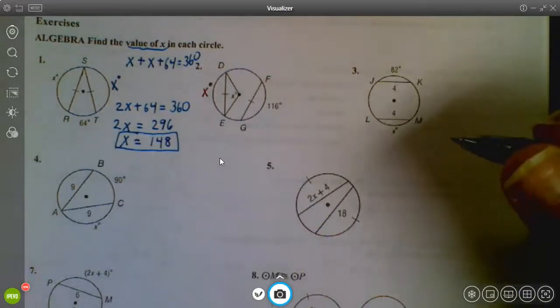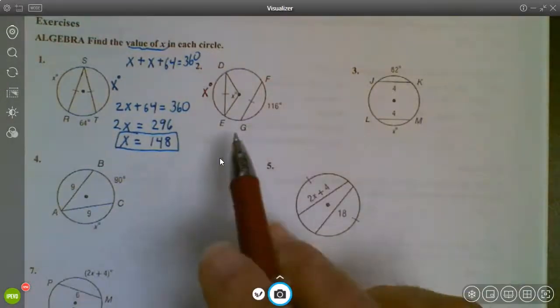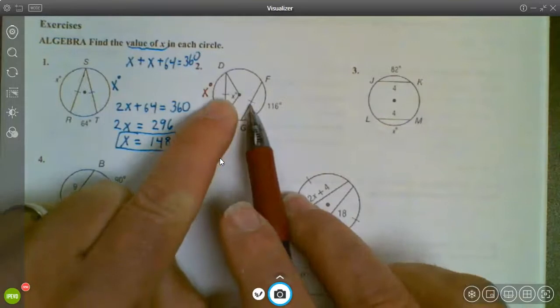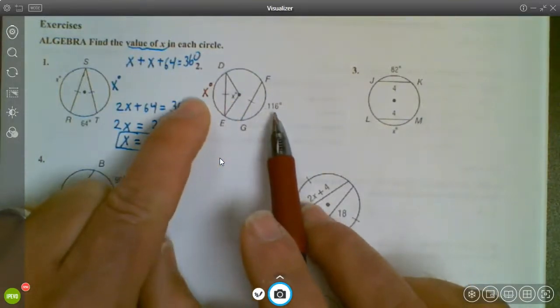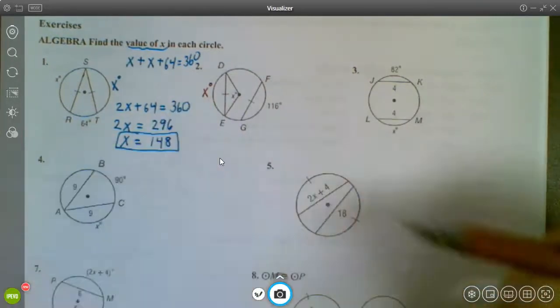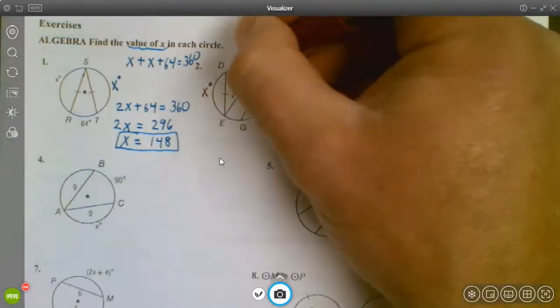So, what does that make x? So as I look at these two chords, I can see that these two chords are congruent, which must mean that their two arcs are congruent, which must mean they both are 116. So we know that this x would have to measure 116 degrees.